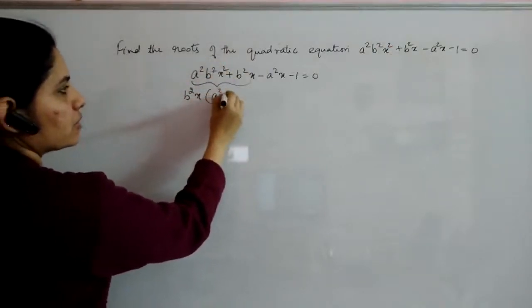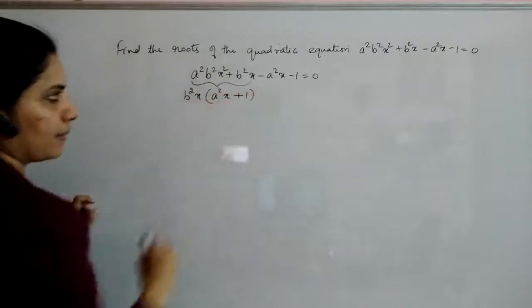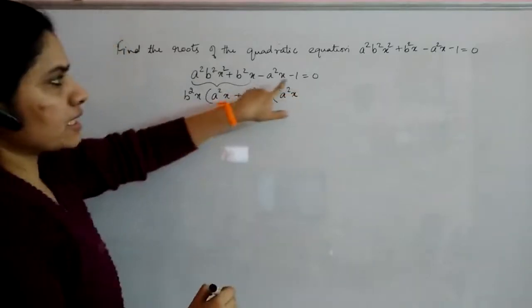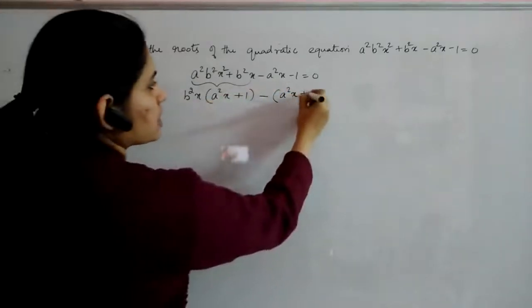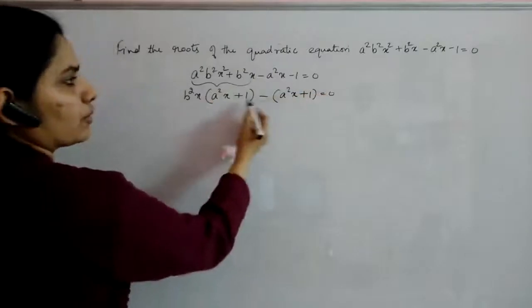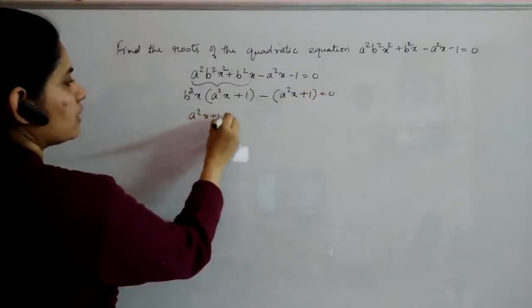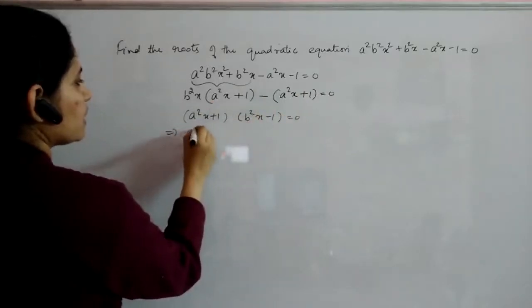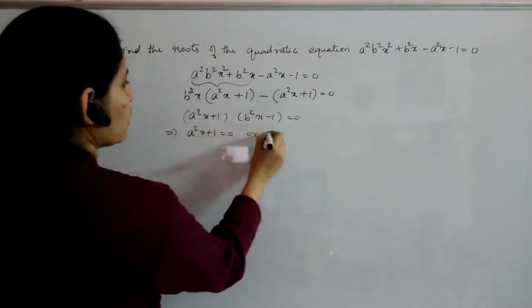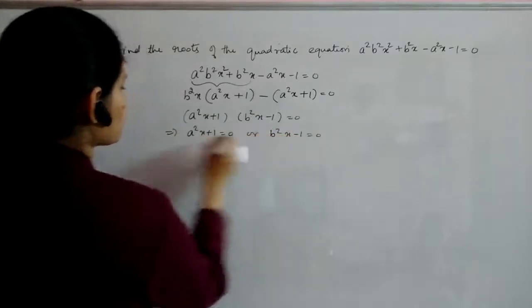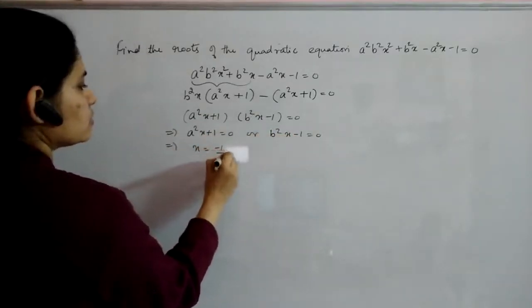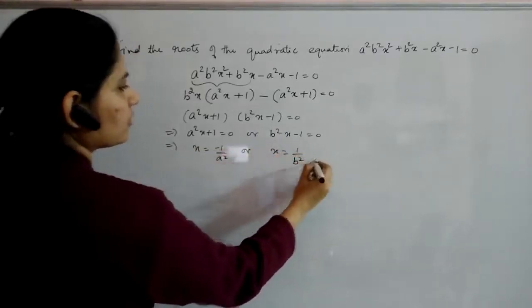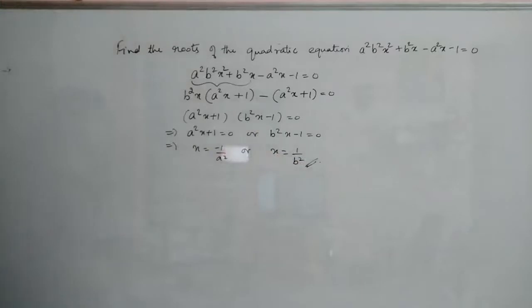So this will become a square x plus 1 minus b square x. If I am taking negative out, this will become a square x plus 1 equal to 0. Common term, a square x plus 1 into b square x minus 1 equal to 0. So you will get a square x plus 1 equal to 0 or b square x minus 1 equal to 0. That is x is equal to minus 1 by a square or x is equal to 1 by b square. Okay, this was a quadratic equation.